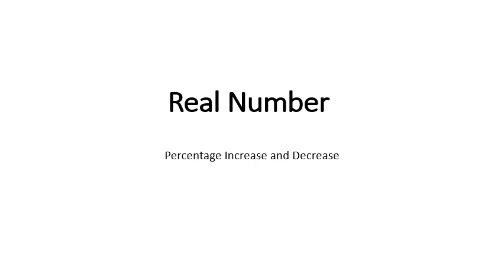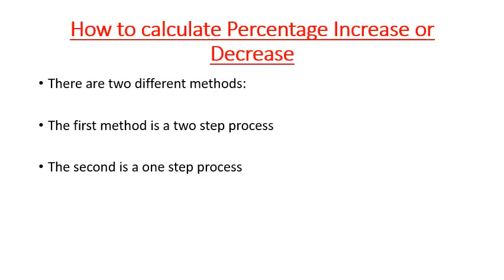So this video tutorial looks at the mathematical strand of real number, and more specifically we're going to focus on our understanding of percentage increase and decrease. There are a couple of ways that you can calculate percentage increase or decrease. The first method is a two-step process, which means you have to do two separate steps. And the second method is just a simple one-step process, and we're about to explore what those two processes are.